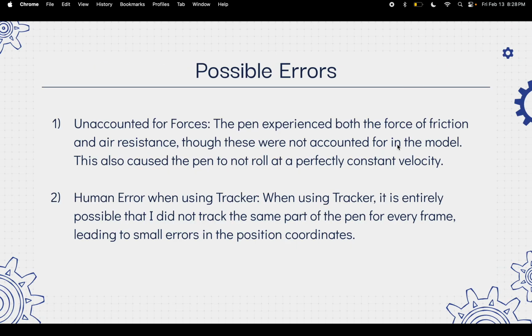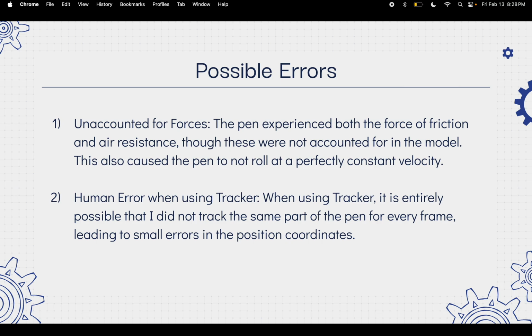And then for any possible errors, one is unaccounted for forces. The pin experienced both the force of friction and air resistance, and while these were not accounted for in the model, they would have caused the pin to not roll at a perfectly constant velocity.